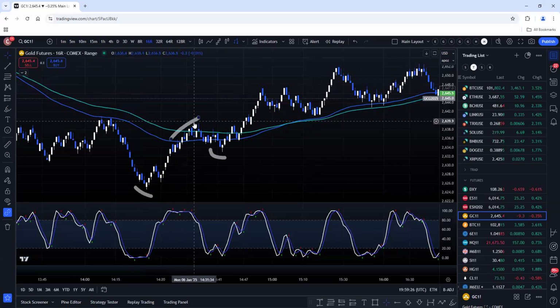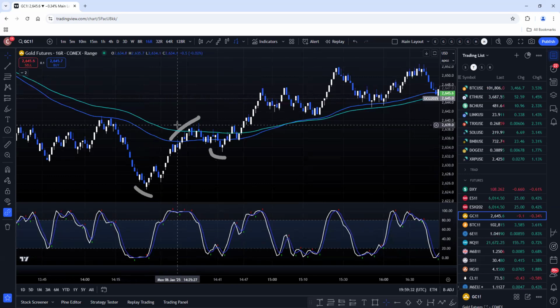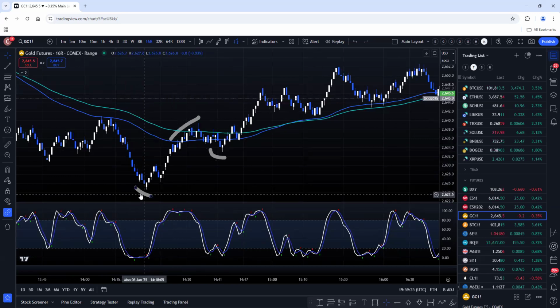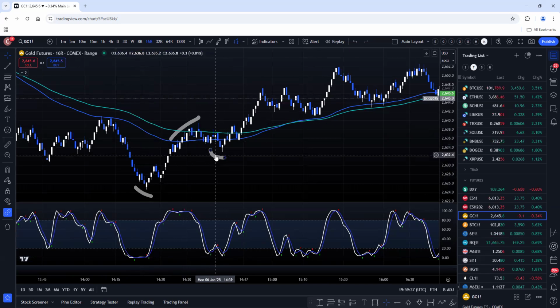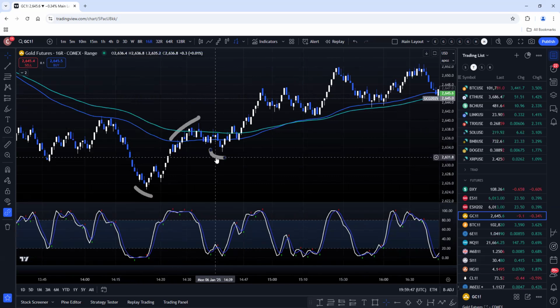So based on these three markings, we have a market structure that's in the works, which is a trending bullish structure. We have a low, a high, and then a higher low. Based on my definitions, this is all that you need to say that we're in an uptrend. These are the 3 points: low, high, higher low.